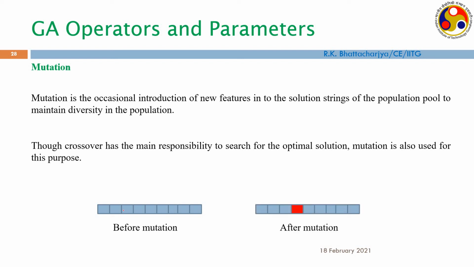This is how we are implementing mutation. Suppose this is the solution before mutation, and due to mutation this gene information is changing. In the binary coded GA, I will change this particular bit. If it is 0, I will convert it to 1, and if it is 1, I will convert it to 0. That is the only possibility we have. So we can convert 0 to 1 or 1 to 0, and this is mutation.